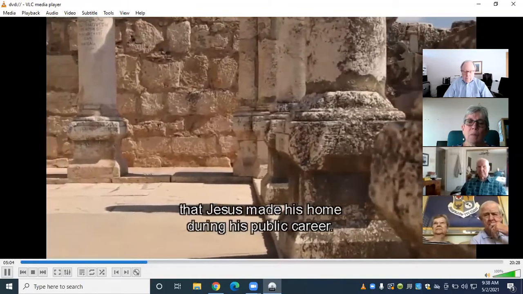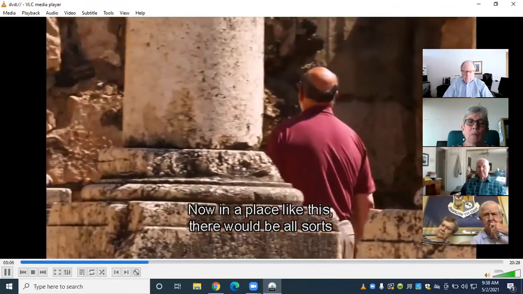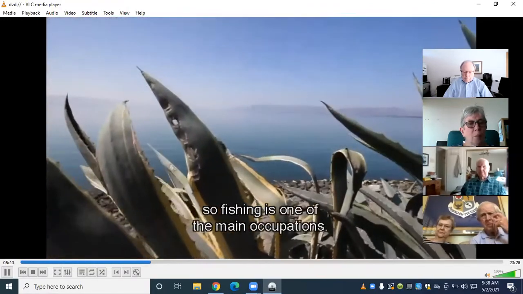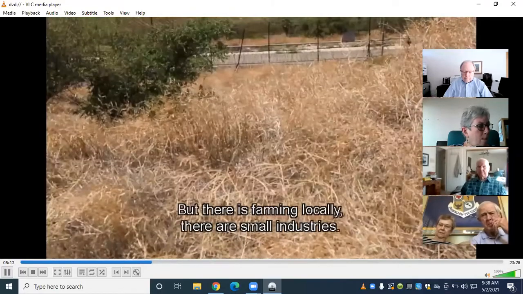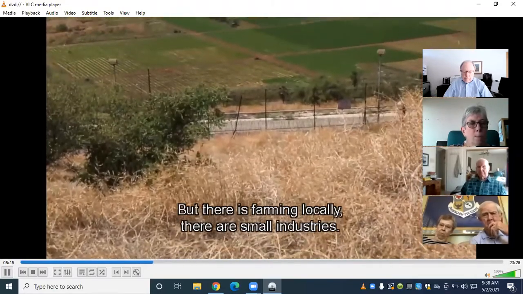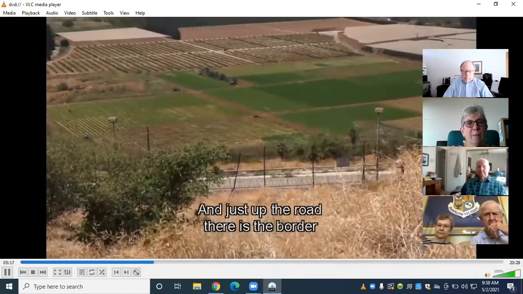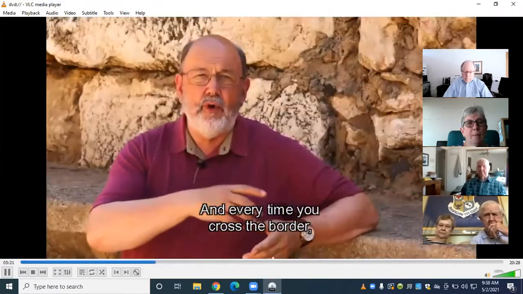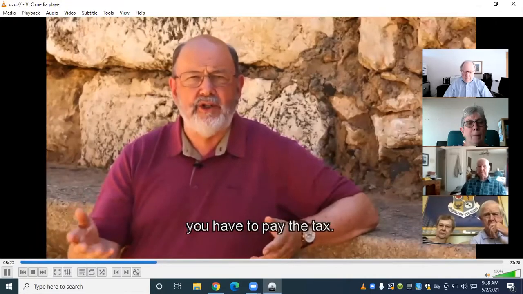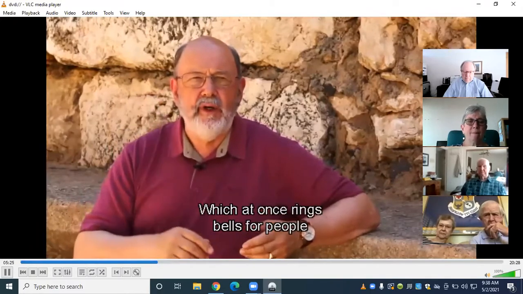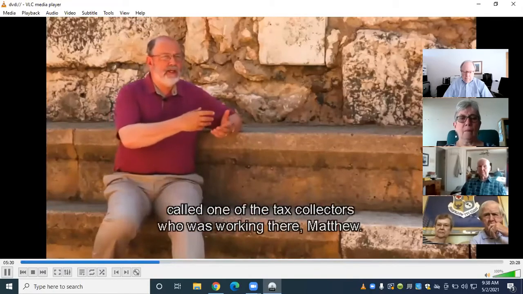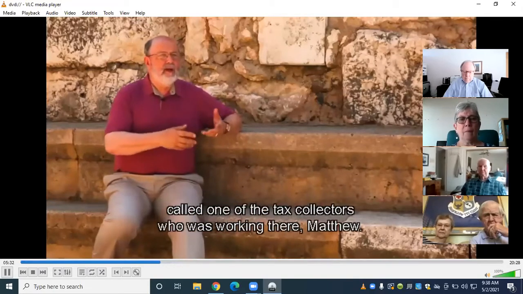that Jesus made his home during his public career. Now, in a place like this, there would be all sorts of activities going on. We're right by the Sea of Galilee, so fishing is one of the main occupations, but there is farming locally, there are small industries, and just up the road, there is the border between the territory of Herod and the territory of Philip, and every time you cross the border, you have to pay the tax, which at once rings bells for people who read the New Testament, because we know that Jesus called one of the tax collectors who was working there, Matthew.